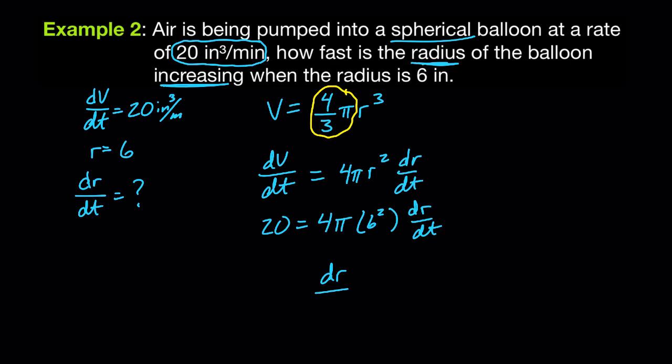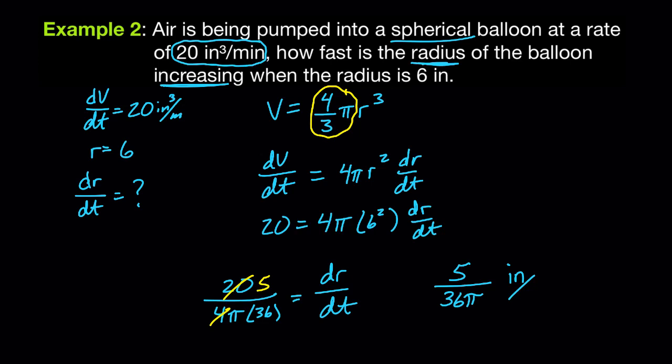So solving for dr/dt, you're going to get 20 over 4 pi times 36, where the 20 and the 4 will reduce, giving us a final answer of 5 over 36 pi. And this is a change in radius with respect to time, which would be inches per minute for this particular problem.